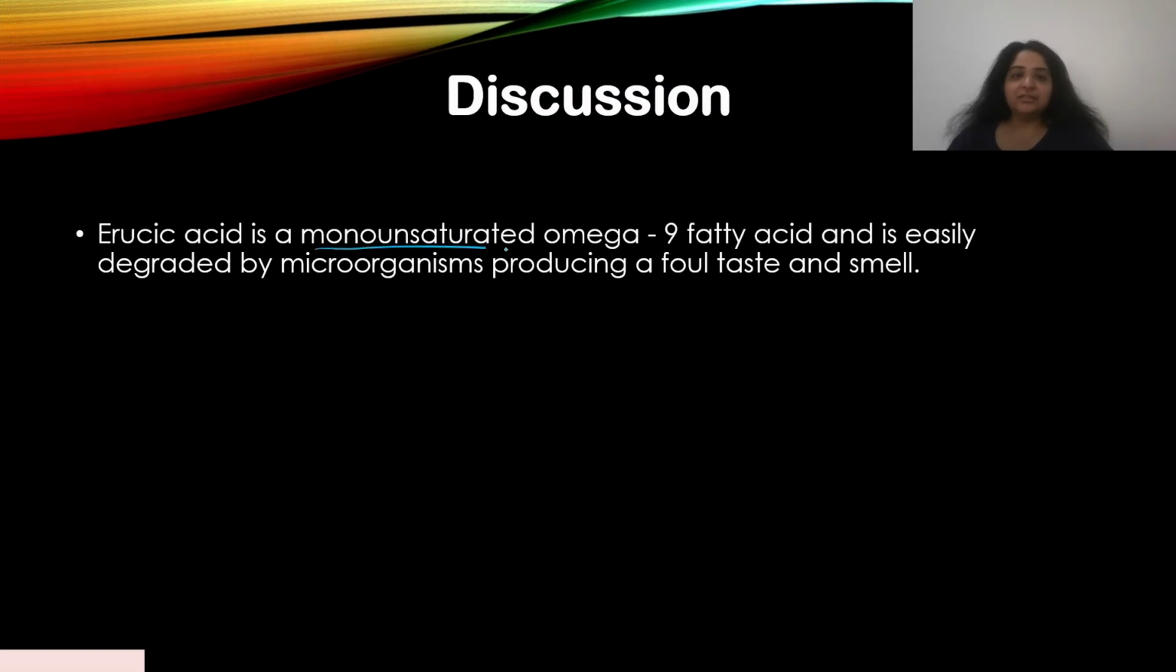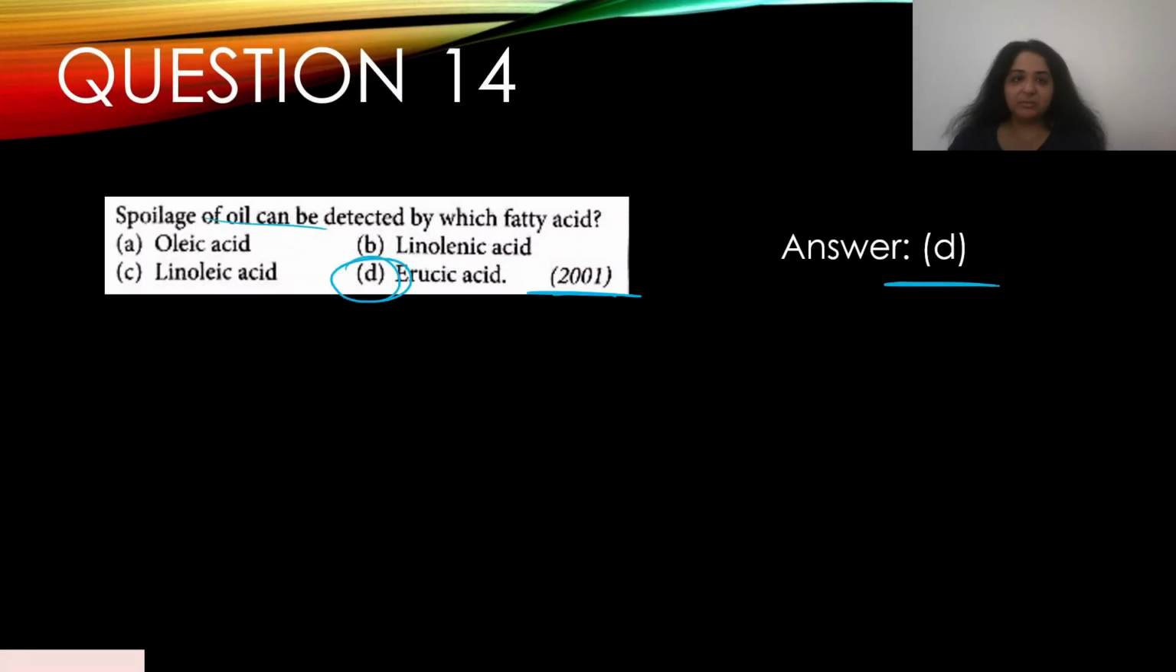Erucic acid is a monounsaturated omega-9 fatty acid and is easily degraded by microorganisms, which produces that foul taste and smell. Learn this as a fact, that erucic acid can be used to detect the spoilage of oil. This was direct. The information isn't really available in NCERT, but I would suggest you just study it as a fact.